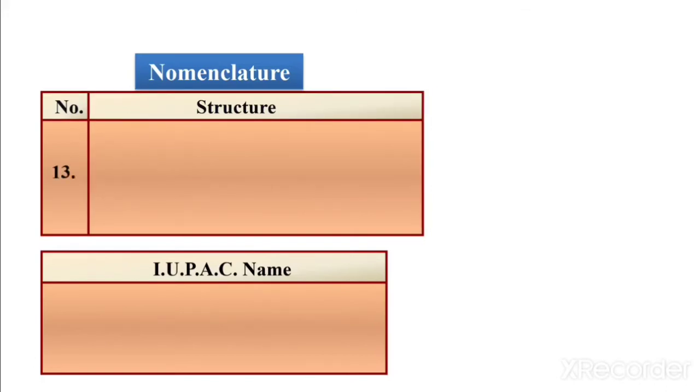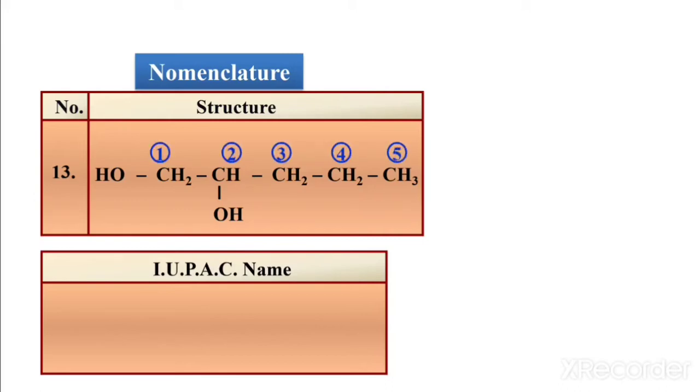Next example: OH, CH2, CHOH, CH2, CH2, CH3. For the IUPAC name, again first giving numbering, and numbering always starts nearest to the hydroxyl. Therefore this is 1, 2, 3, 4, 5, and hence the IUPAC name is, here 5 carbon, therefore pentane. At the 1 and 2 number positions there is a hydroxyl group, therefore pentane-1,2-diol.